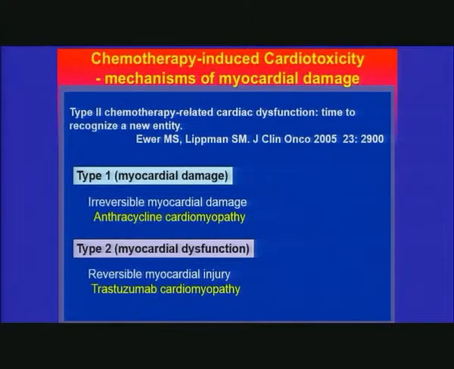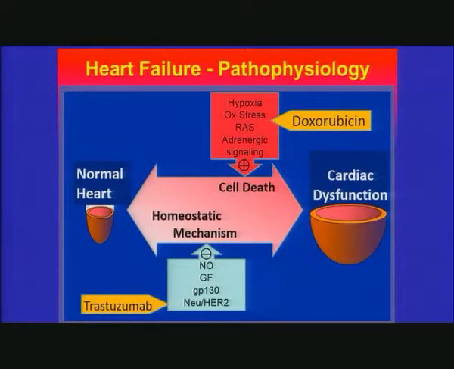And we have to know that there are type 1 and type 2 myocardial damage. Type 1 is myocardial damage represented by anthracycline cardiomyopathy. This is irreversible myocardial damage. And type 2 is myocardial dysfunction, and this is the Herceptin-induced cardiomyopathy. It is mostly reversible myocardial injury, but not all. And 10% of the patients have a delayed recovery after stopping the Herceptin.